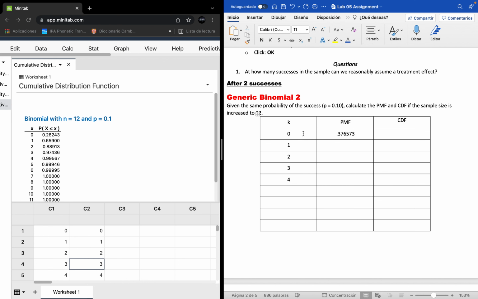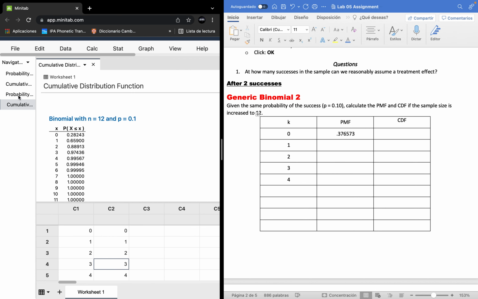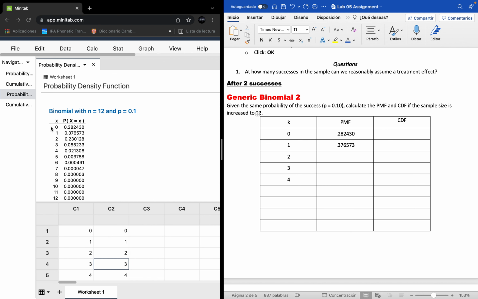So here, for 0, 1, 2, 3, 4, for 0, the probability, the PMF, is 0.02824, 0.282430, 0.376573 and so on, right? With the probability distribution, you complete this PMF for all the values from 0 up to 12.